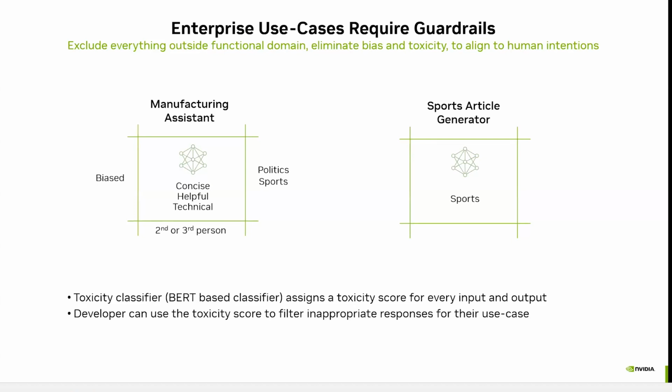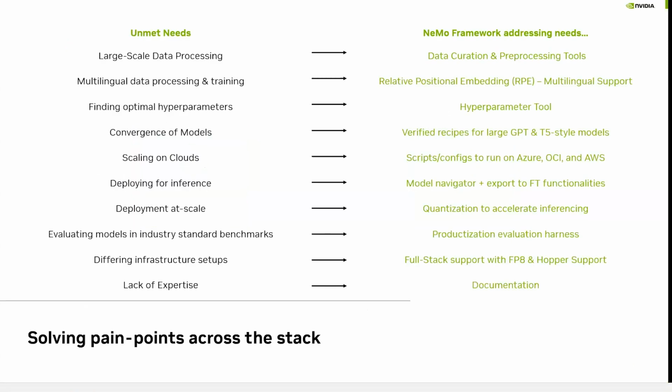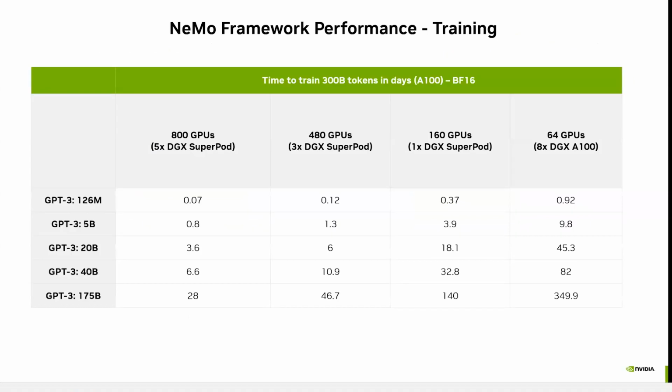For example, you are building a manufacturing assistant. Then you need to keep out the biased information, such as politics and sport. All of those things have to be taken out of it. Toxicity and all those kinds of things also have to be taken out. So this guardrail helps you achieve that. When you talk about building an end-to-end pipeline, these kinds of things are helpful.